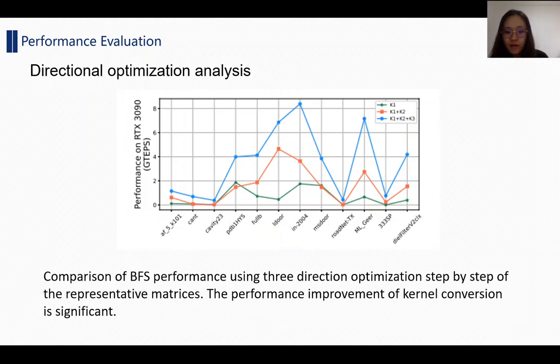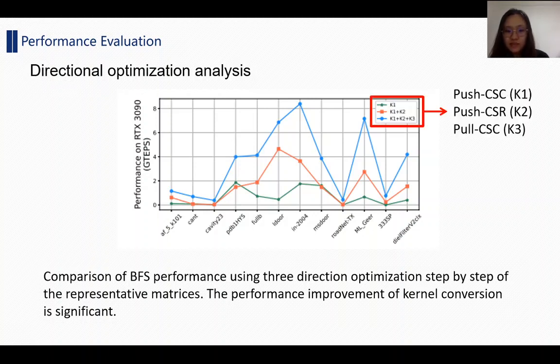We test the performance of the 3 BFS kernels, added incrementally. Push set C is K1, push set R is K2, and pull set C is K3. It can be seen that with the increase in the number of kernels used, the performance improvement is obvious. On this matrix, the highest speedup of over 7 times is achieved.